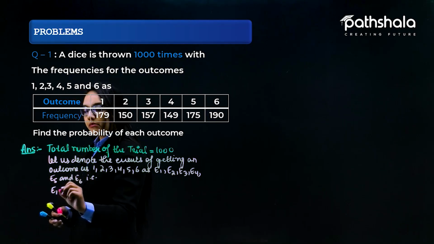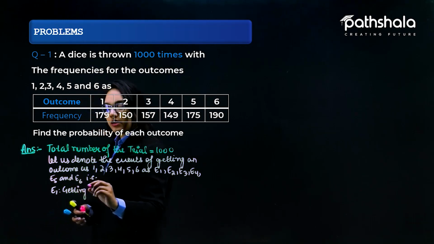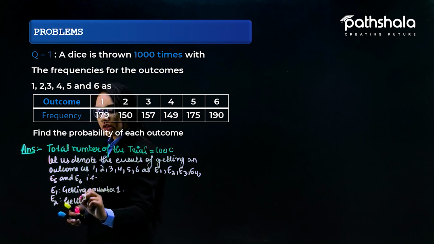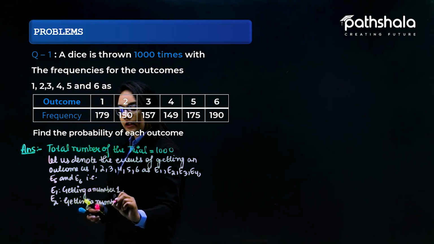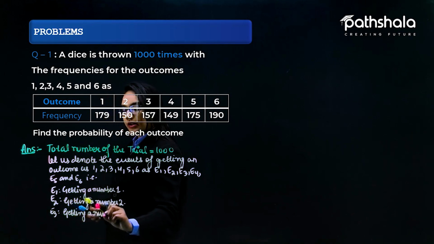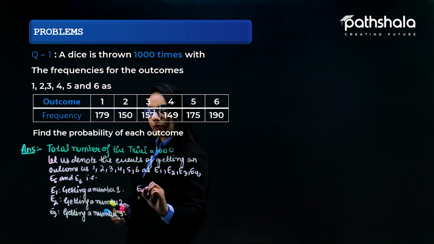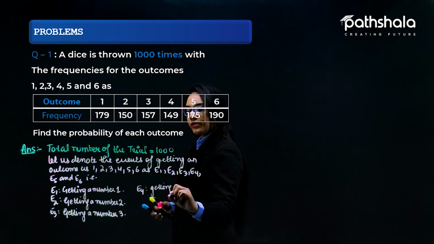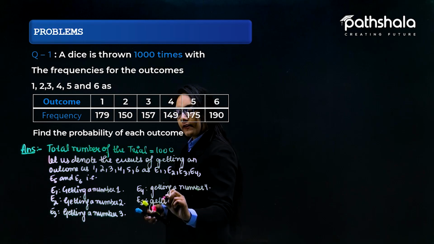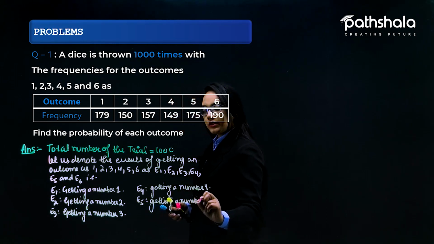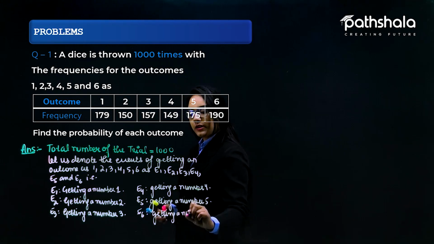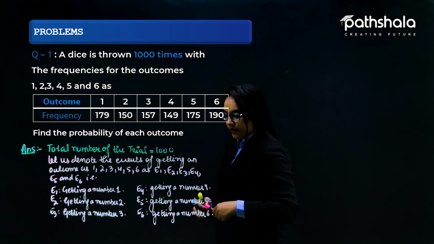That is, E1 means getting a number 1, E2 means getting a number 2, E3 means getting a number 3, E4 means getting a number 4, E5 means getting a number 5 and E6 means getting a number 6. Now let's find out the probabilities of all.